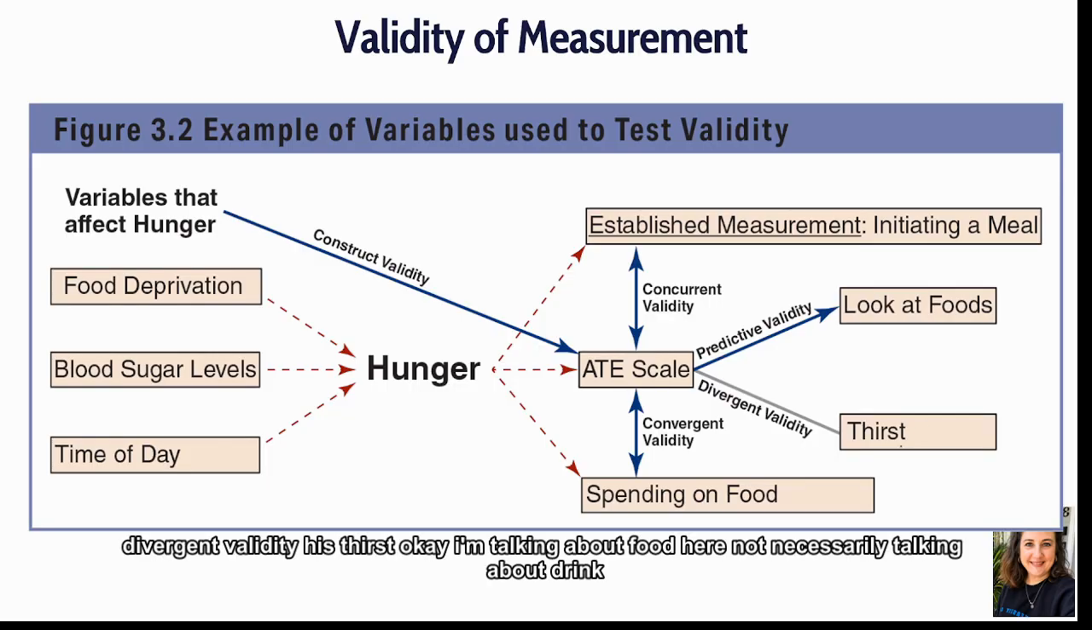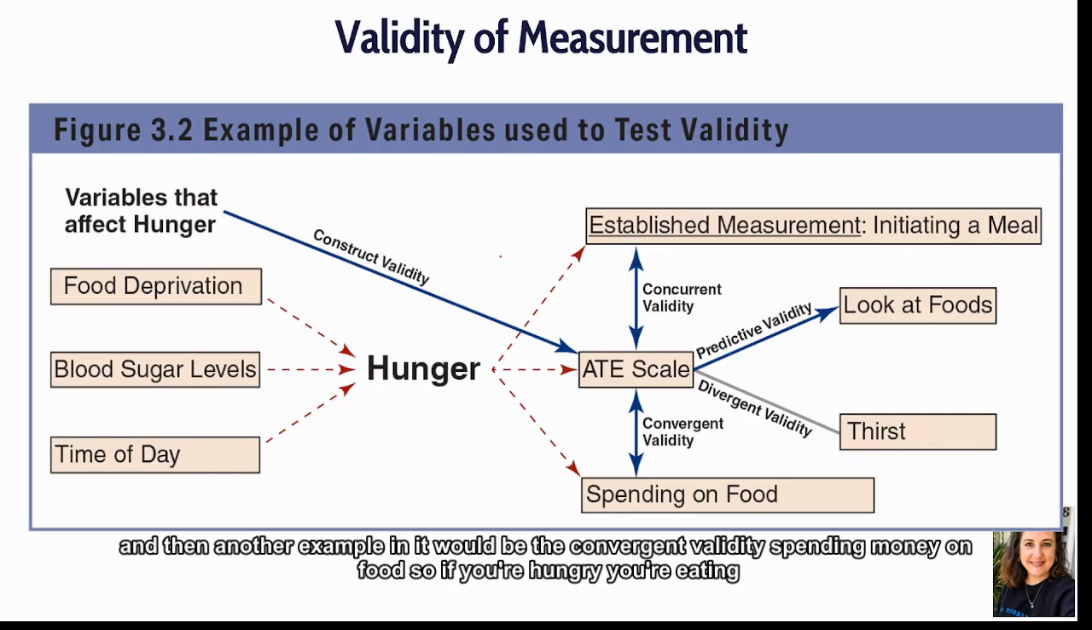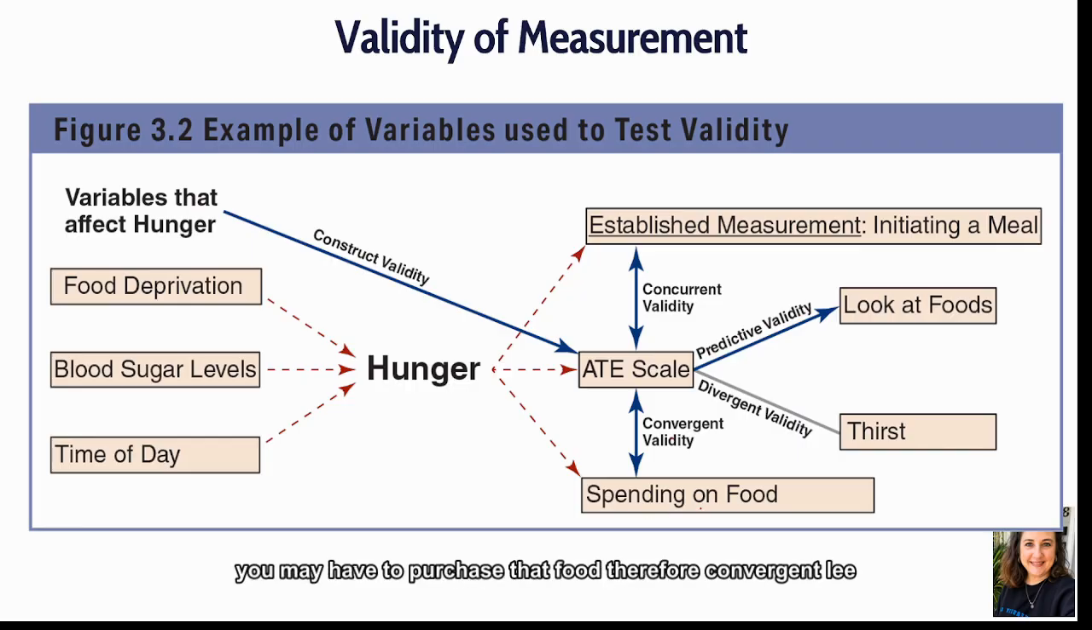Divergent validity is thirst, okay? I'm talking about food here, not necessarily drink. And then another example would be the convergent validity, spending money on food. If you're hungry, you're eating, you may have to purchase that food, therefore spending would increase as well.